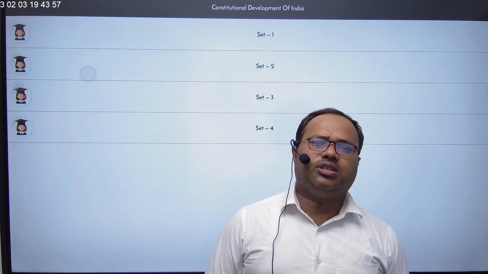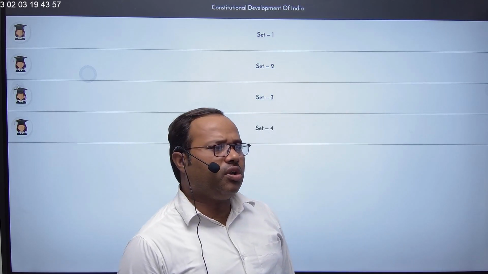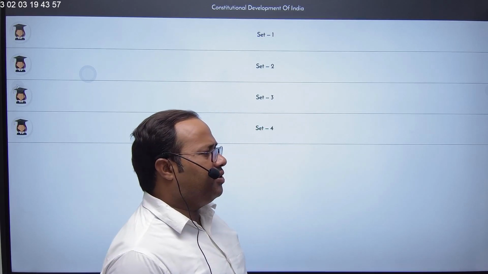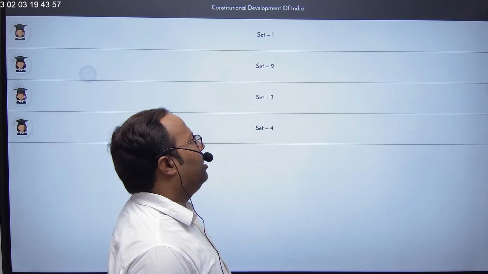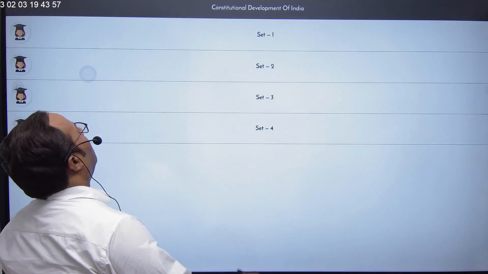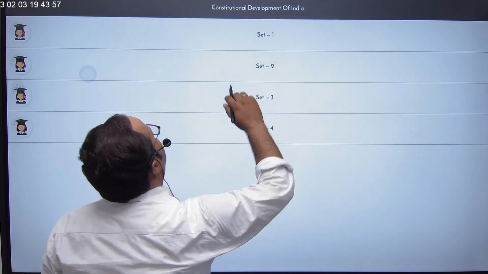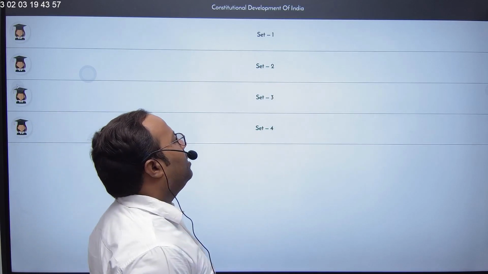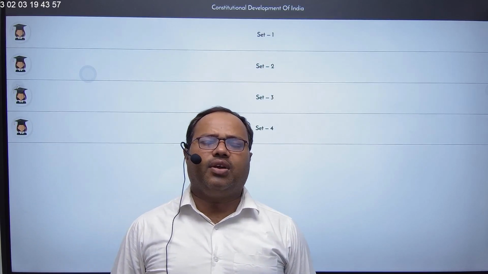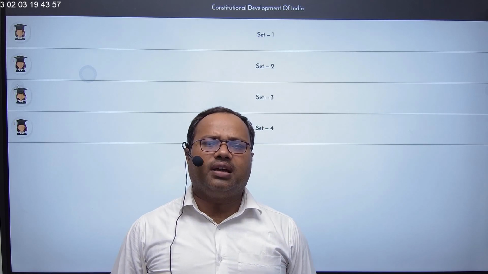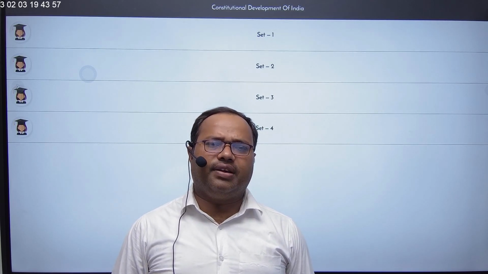Here I am going to teach you the Constitution of India. भारत का संविधान मैं यहाँ पढ़ने जा रहा हूँ, in which we are going to study Constitutional Development of India. भारत के संविधान का विकास. We are going to study the Constitutional Development of India.